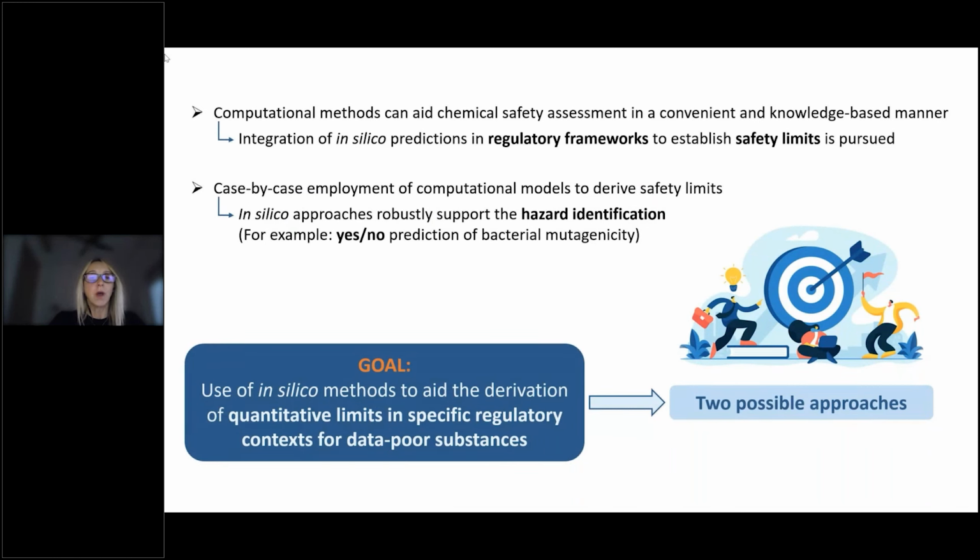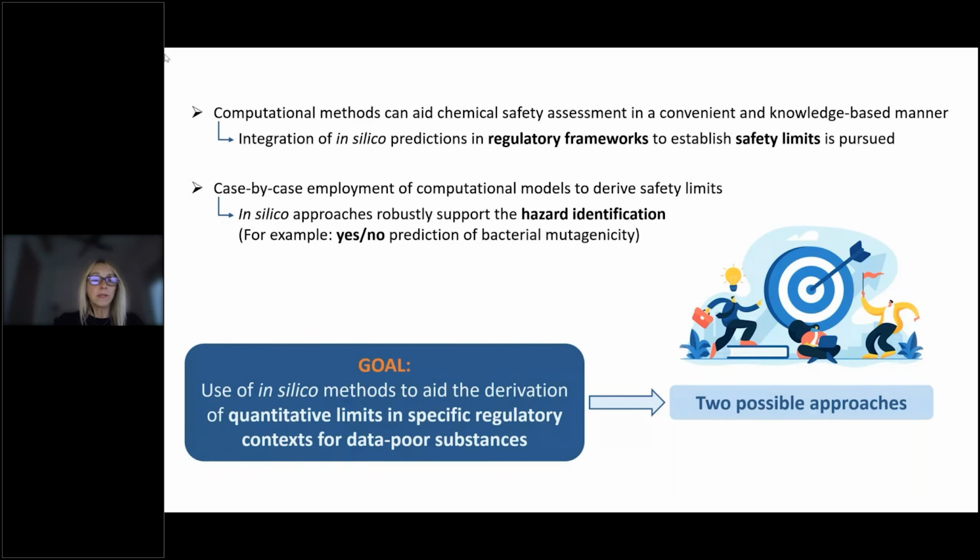However, the integration of in silico predictions in regulatory frameworks to define quantitative safety limits is still not much explored. This might be due to the fact that in silico methods are approaches that can robustly support hazard identification, while they are less able to support hazard characterization. In fact, in silico methods are mainly, or in most cases, providing predictions in terms of yes or no, positive or negative, thus in terms of qualitative predictions rather than quantitative predictions.